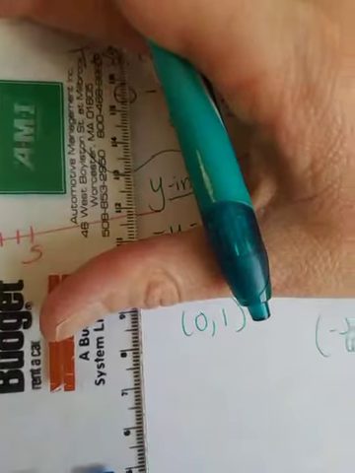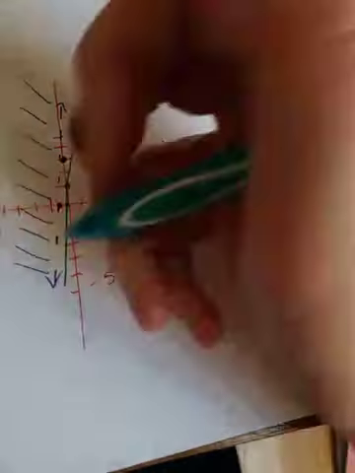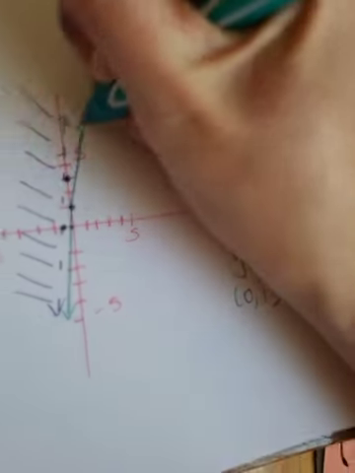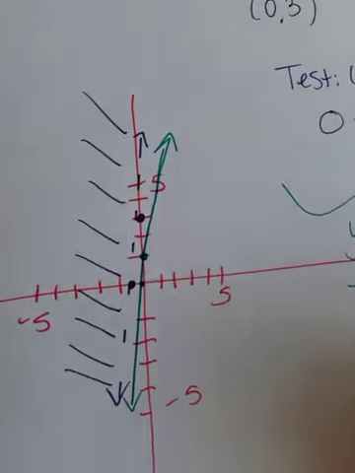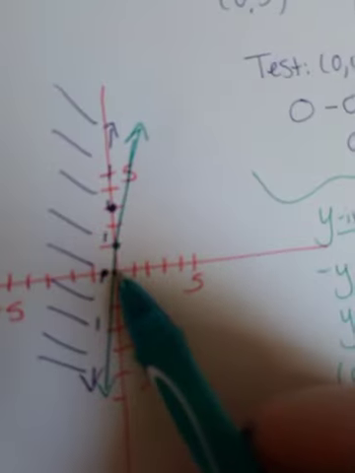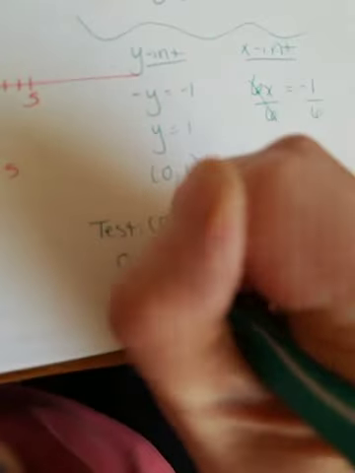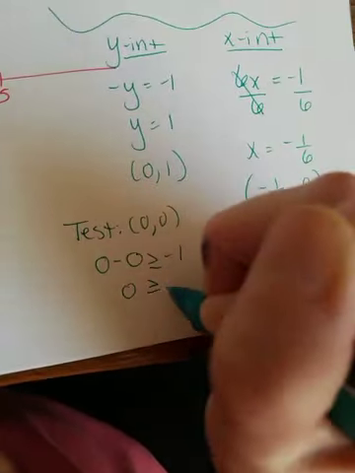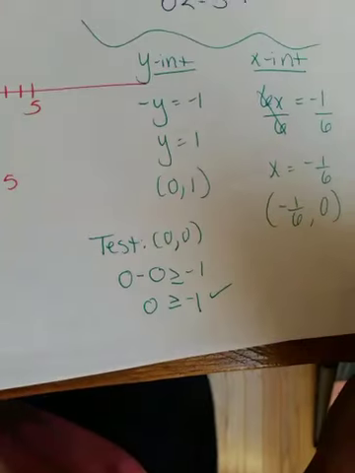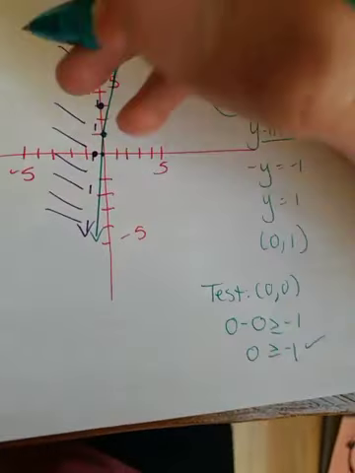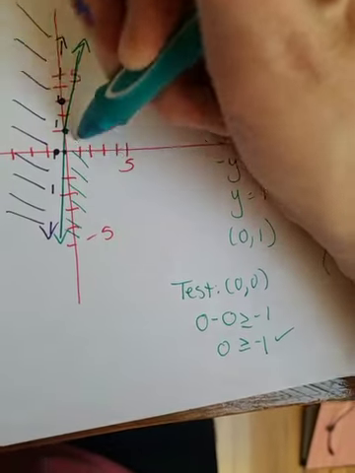Well, the end got kind of a little messy there, but we got it. I'm also now going to figure out the shading of this line. (0, 0) is not on this line. It might look like it, but remember, that's really close. So I'm going to test (0, 0). So it means I'm putting 0 in for x, 0 in for y. And so is 0 greater than or equal to -1? Yes, it is. So that means I shade on the side that has (0, 0) on it, which is to the right.